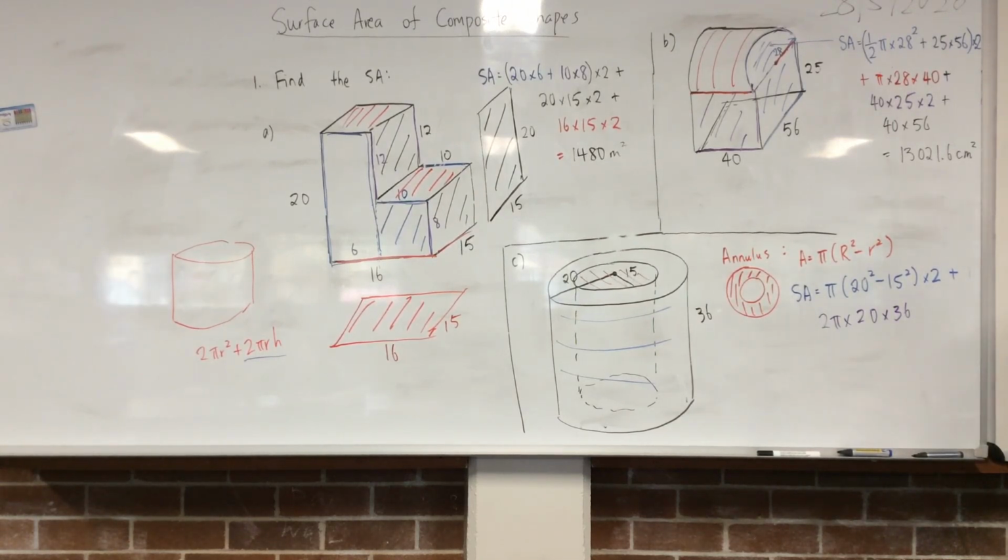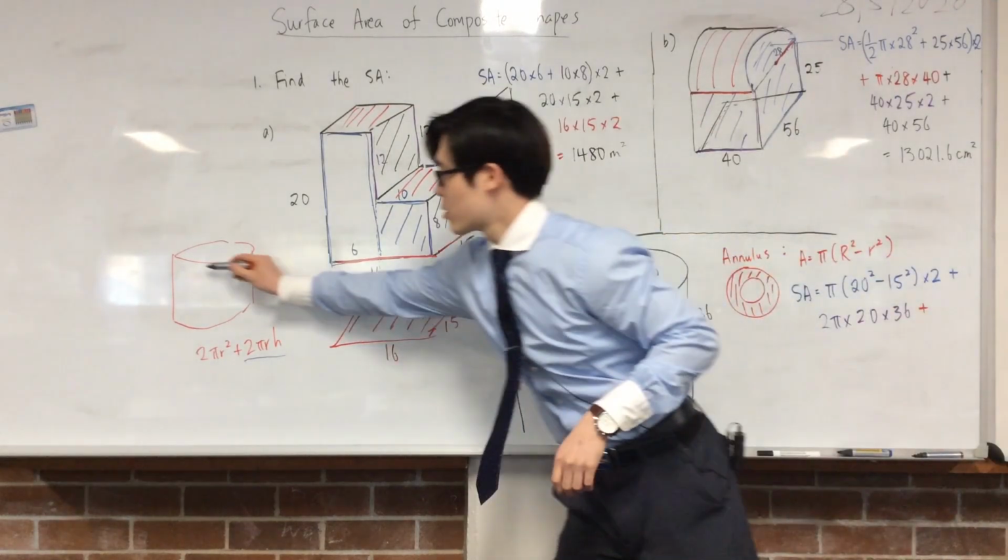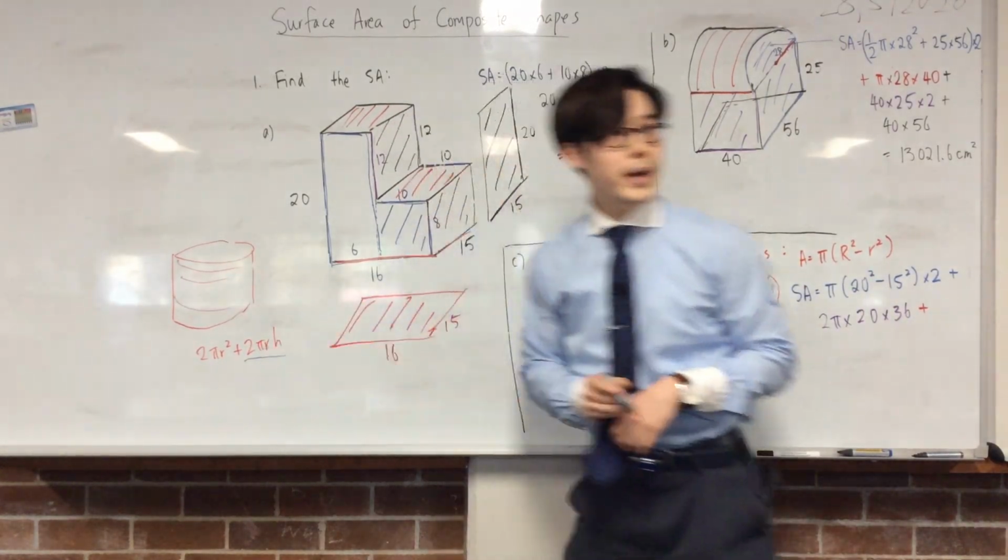But like I said, you also need to add the area of the inside of the hollow cylinder. How do you find that? What formula will I be using to find the area of the inside of the cylinder? It's a curved surface. It's 2 pi r h. The curved surface inside, it's 2 pi r h. Do you see that?